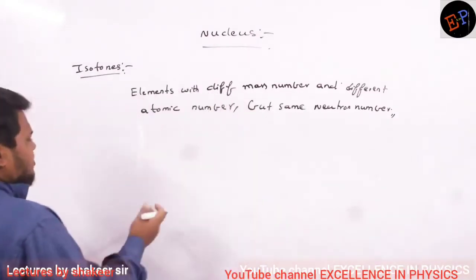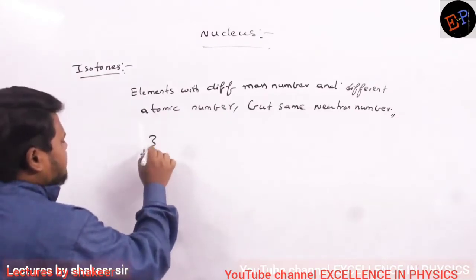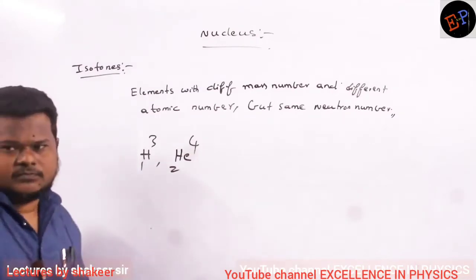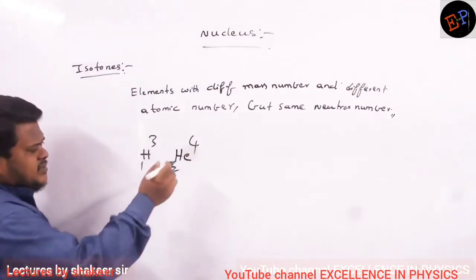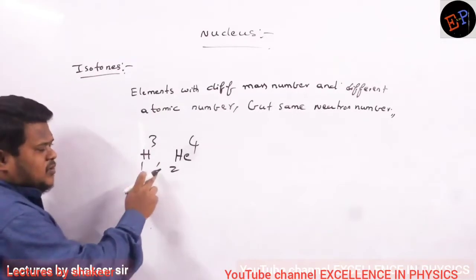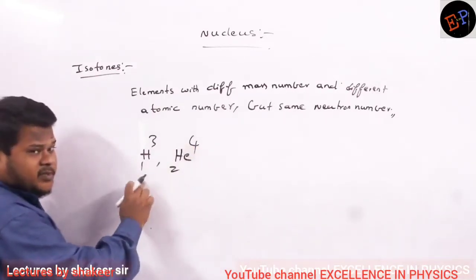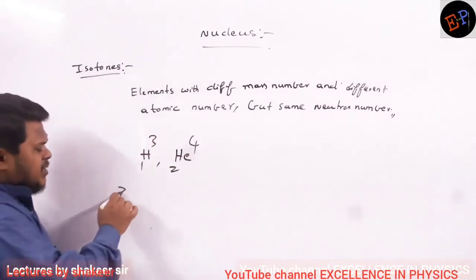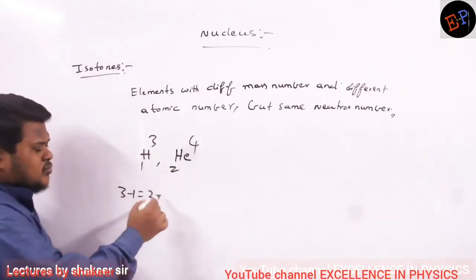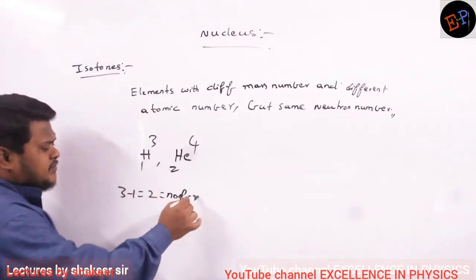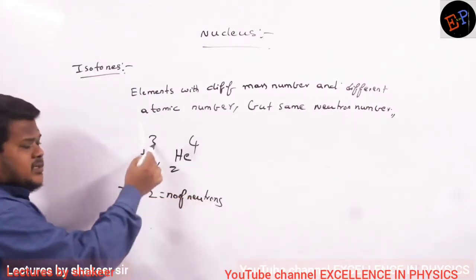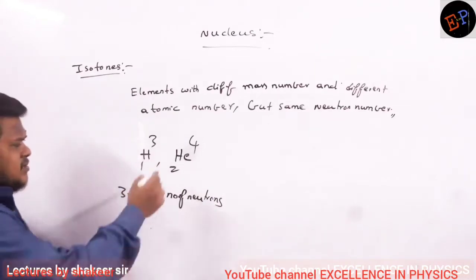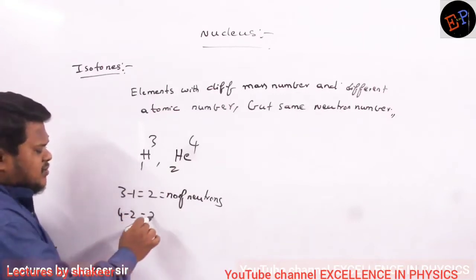Okay, ma? So an example of this one we will write here. For example, if you take hydrogen 1,3, which is called tritium, and helium 2,4. This is one example. If you see here, 1,3 and 2,4: the atomic numbers 1 and 2 are different, and the mass numbers 3 and 4 are also different. But if you do 3 minus 1, what do you get? You get 2, and this 2 is the number of neutrons. From the mass number, if you remove the atomic number, the remaining is the number of neutrons only. Clear?